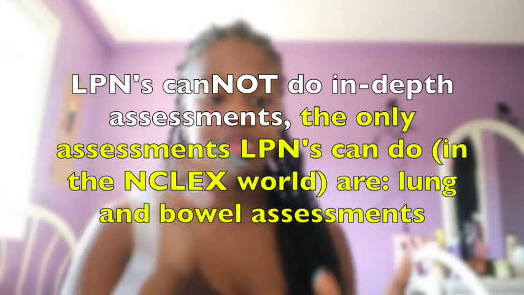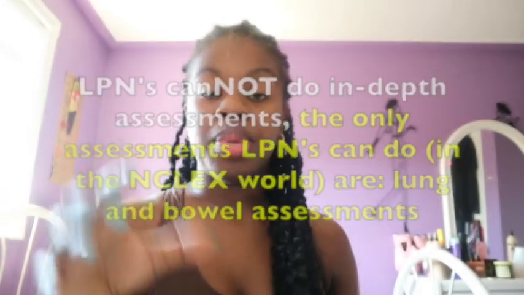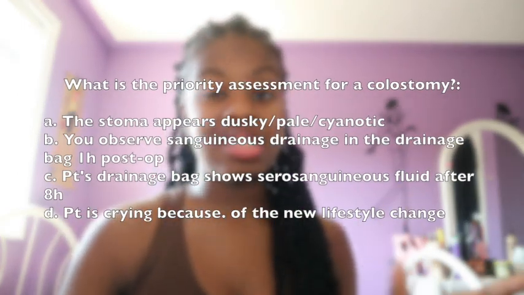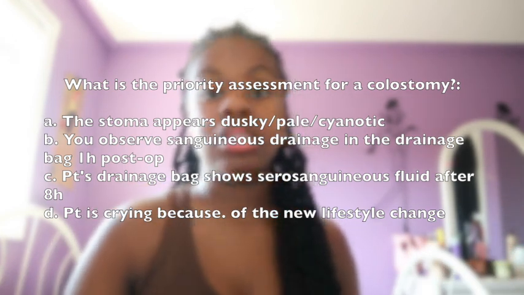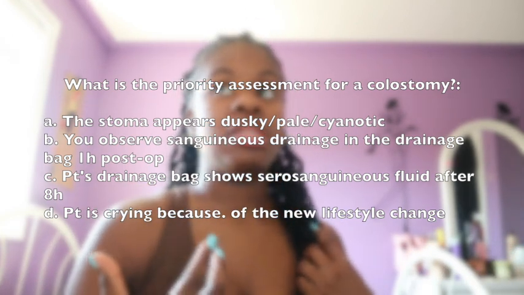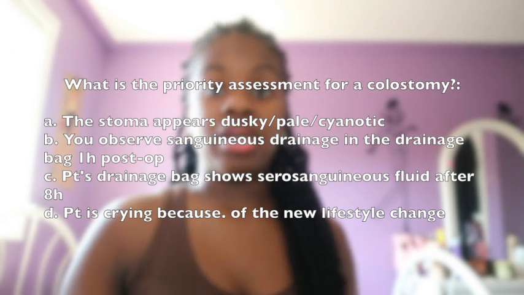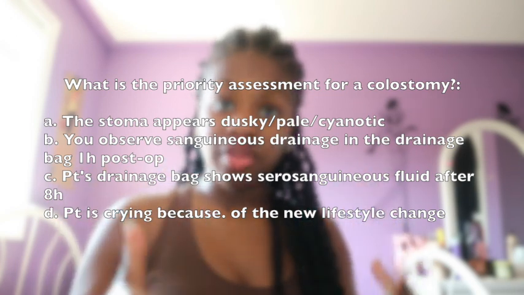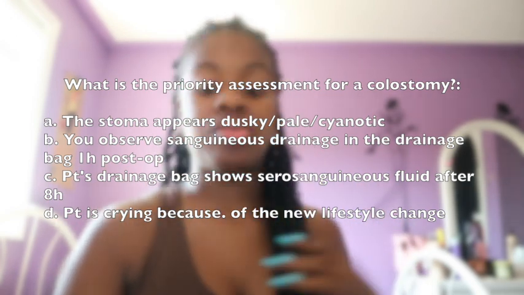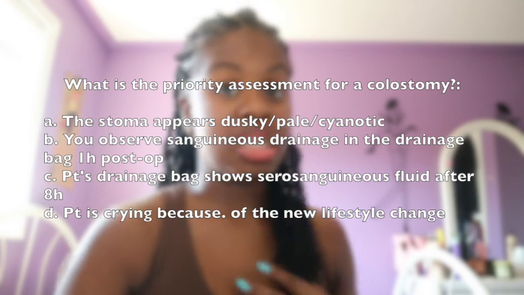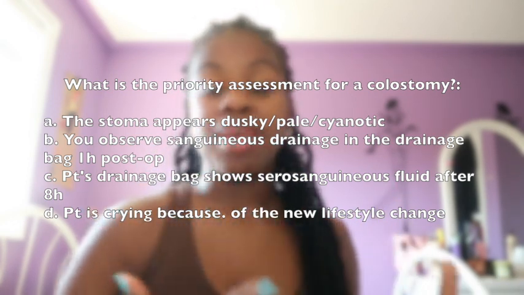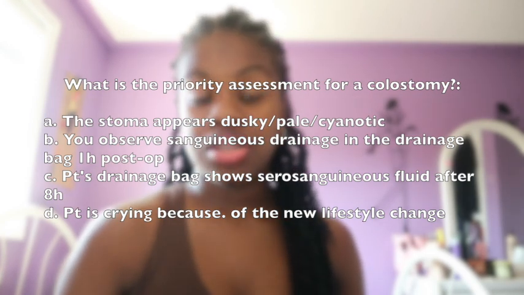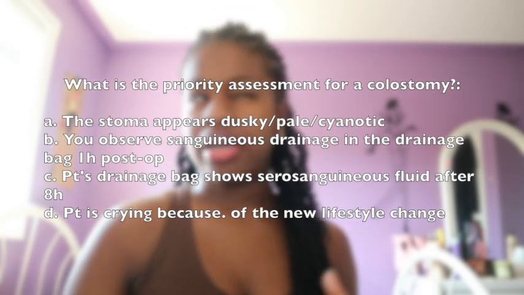I don't think it'll ask you this specifically, but if it is asking about what is the priority assessment when it comes to colostomy, the colostomy appears dusky, pale, cyanotic, any of those words, that's a priority, because that pretty much means there's some type of bowel ischemia going on now. Ischemia pretty much means that there's now low oxygenation, low blood flow going to that stoma, which is bad. So this person is going to need fluids, because it means there's some type of low blood flow, some type of hypovolemia going on. So they're going to need fluids. B, they have sanguineous drainage coming out of the colostomy bag 1 hour post-op.